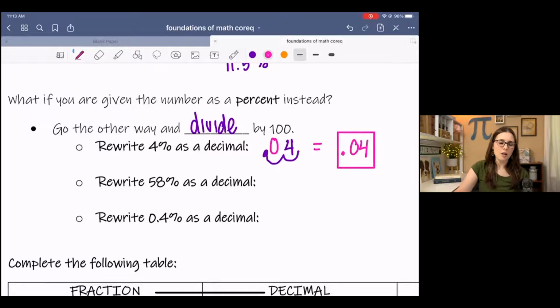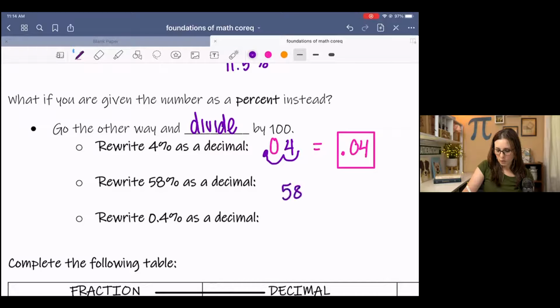You're going to see this a lot in probability and statistics. If you have to take that course, you're going to be converting between fractions, decimals, and percents. So it's a really good idea to just become very comfortable with this process. Now 58% and 0.4%. If you can, pause the video and try these on your own and then come back.